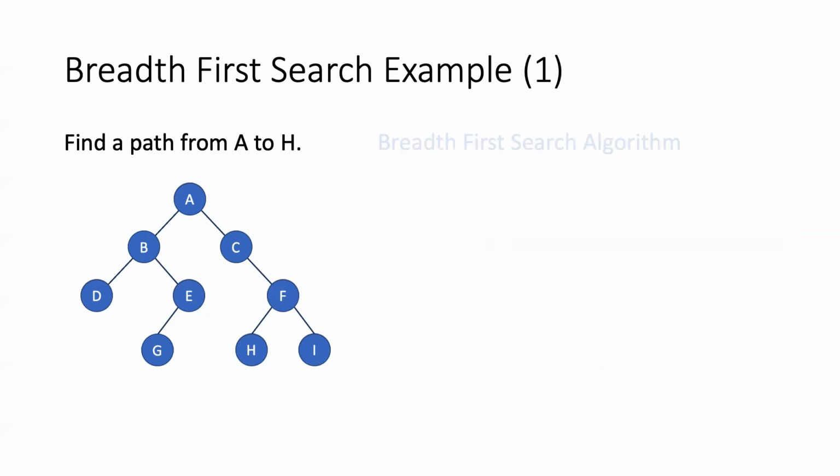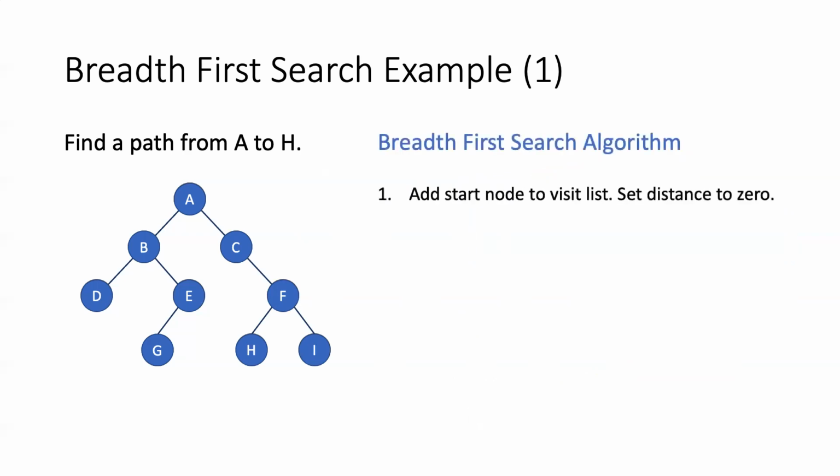So to walk through what our breadth first search algorithm is going to do, we're going to first take our start node, which is going to be A in this case, the node we're going from, and add that to our visit list and set the distance to 0, because the start is 0 distance from itself.